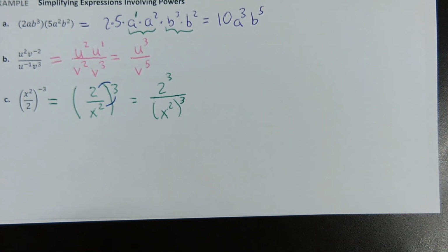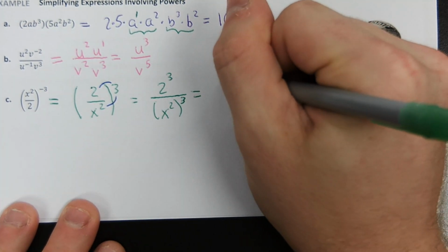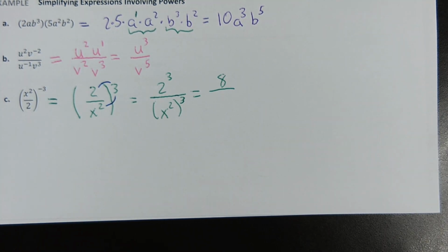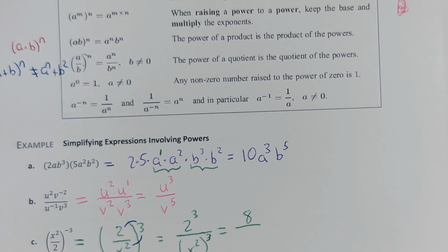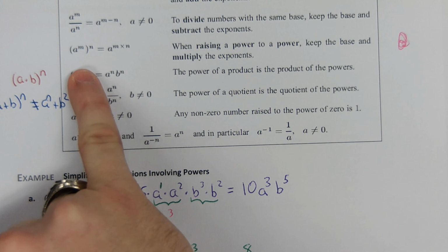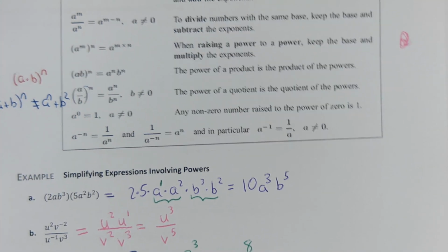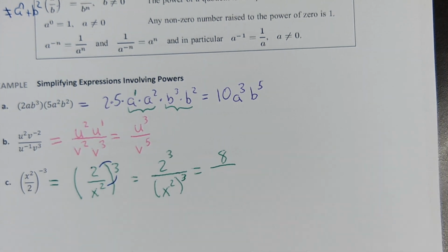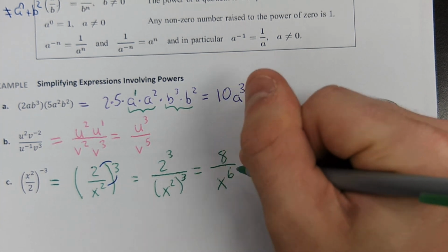When the numerator is just 2 to the third, 2 times 2 times 2 is 8. But on the bottom, what we're dealing with here is, just make sure we can see it on the screen, this property right there. Power to a power. That's what's happening down there with that x squared to the third. When you raise a power to a power, your job is to multiply the exponents. So down there, you will get x to the 2 times 3 or x to the 6.